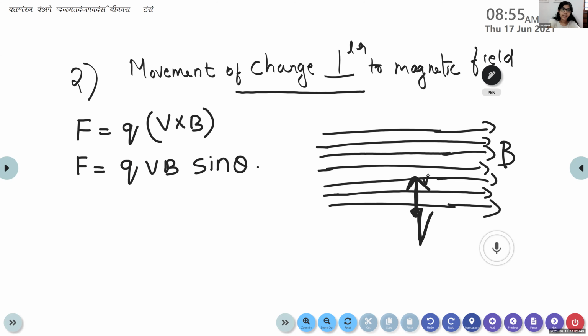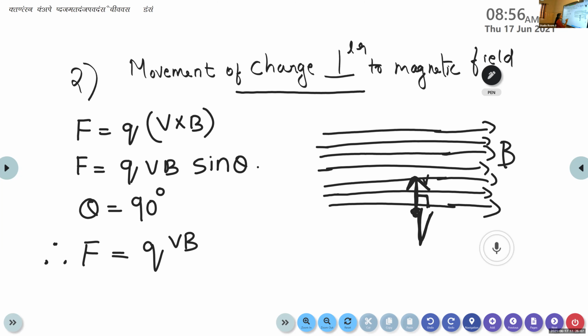It is 90 degrees because it enters perpendicular to the magnetic field. So the angle theta between the velocity of the charged particle and that of the magnetic field is 90 degrees. Therefore, the force becomes F is equal to QVB sine 90, and sine 90 is equal to 1. Therefore, F is equal to QVB.